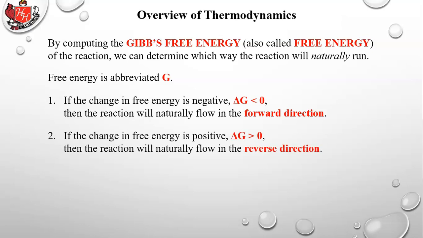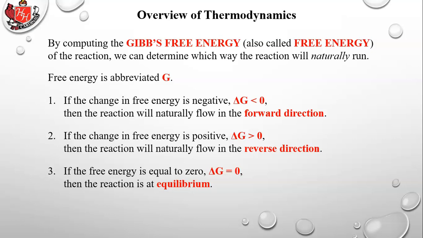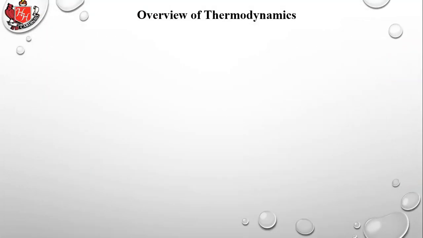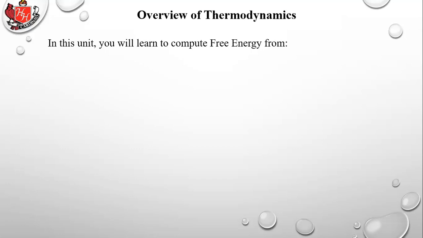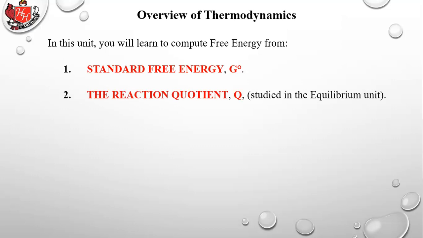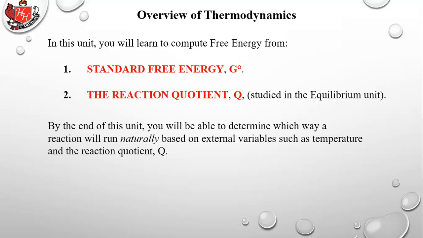2. If the change in free energy is positive, that means it's taking in free energy, then the reaction will naturally flow in the reverse direction. 3. If the free energy equals 0, delta G equals 0, then the reaction is at equilibrium and it won't flow in either direction. In this unit, you will learn to compute free energy from standard free energy, which is symbolized by G with the little circle above it, and the reaction quotient studied in the equilibrium unit. By the end of this unit, you will be able to determine which way a reaction will run naturally based on external variables such as temperature and the reaction quotient.